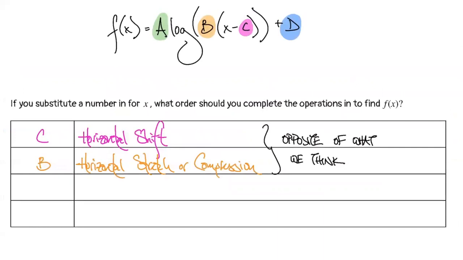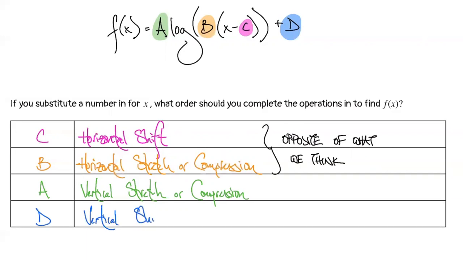Okay. But then when we get to the vertical, the A, which is our vertical stretch or compression, and our D, which is our vertical shift, it's almost like we're in the home stretch. These last two transformations that we think of are exactly what we think.